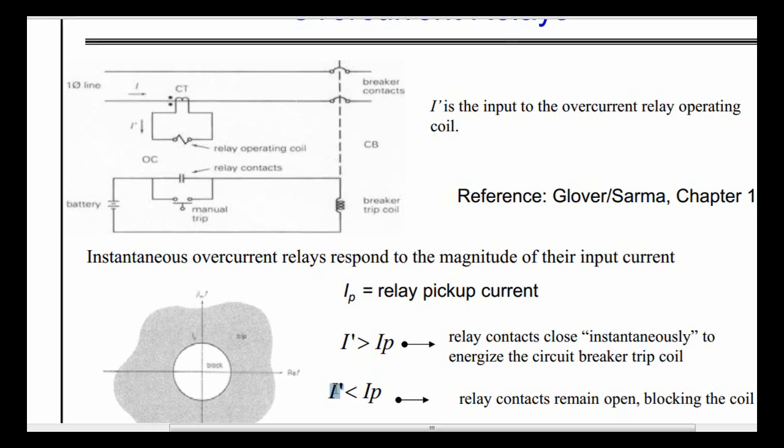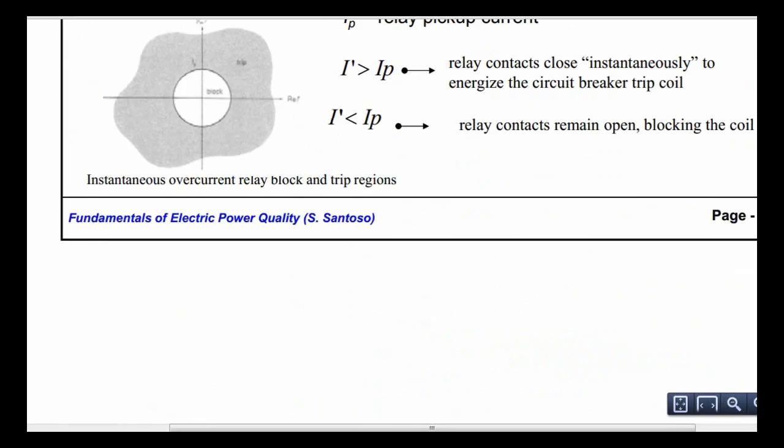If the current on the secondary side of the current transformer is less than the pickup current, the relay contacts remain open. So we ensure that during normal operation, even at maximum load, the breaker will not trip. It will only trip during abnormal conditions.